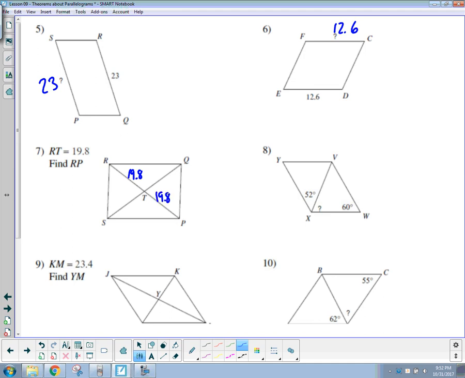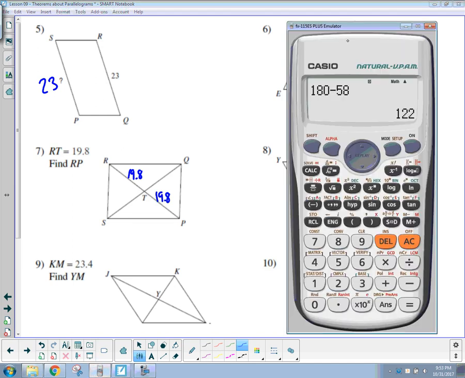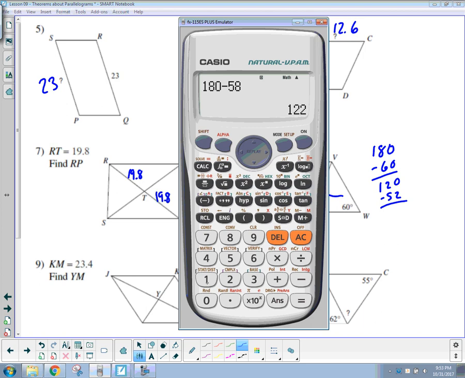8 here, let's see, we got 60 here, 52 here. As I stated before, consecutive interior angles add up to 180. So maybe one way to solve this is to go 180 minus 60, which gives us, what do we get, 120? Then subtract 52. Well, it's late. I can't think right now. 120 minus 52, we get 68. Boom.